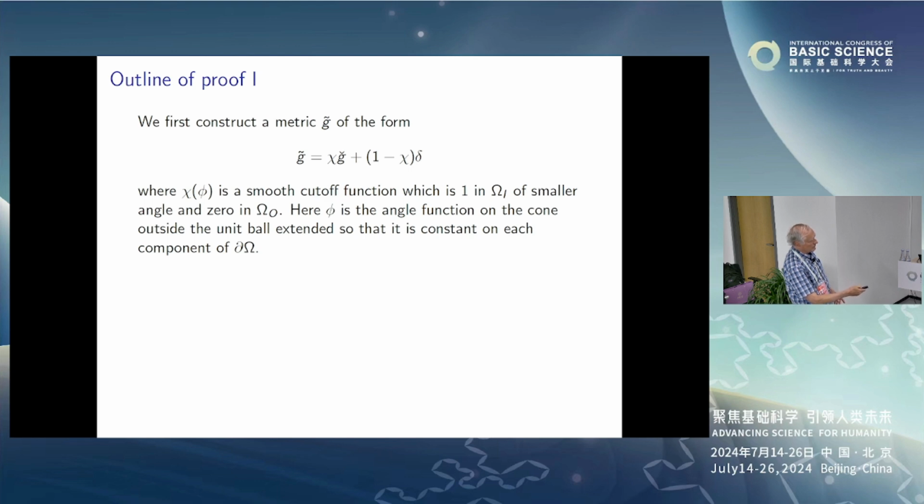And I do that with a cutoff function, which is a function of the angle. So it's a smooth cutoff function. It's 1 on the interior region so that the metric agrees with G check there. And it's 0 on the outer region, so the metric agrees with the Euclidean metric out there, and there's the transition in between. So phi is just the angle function.